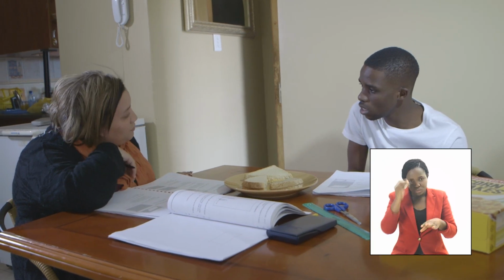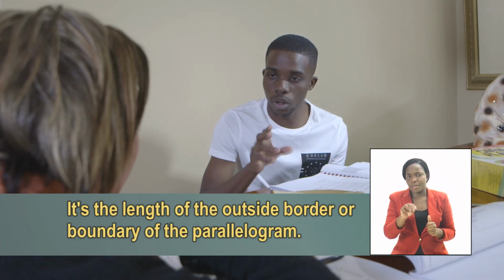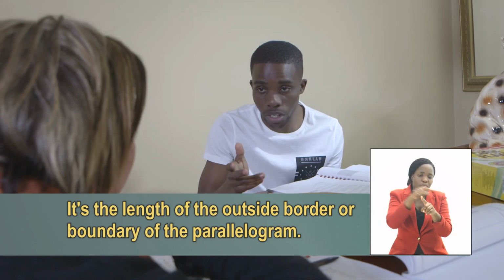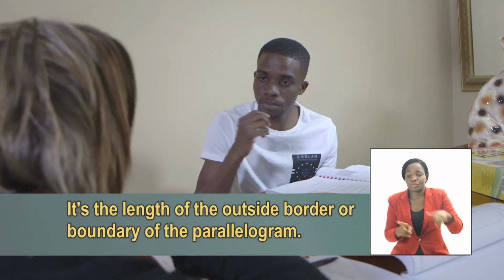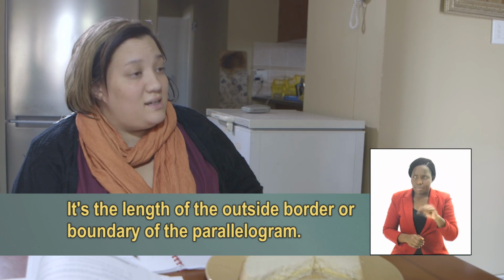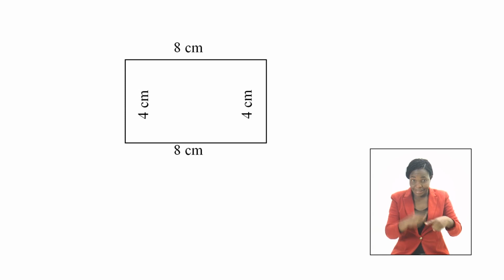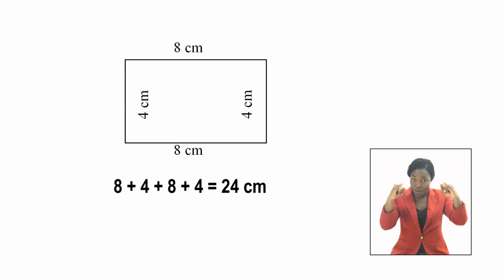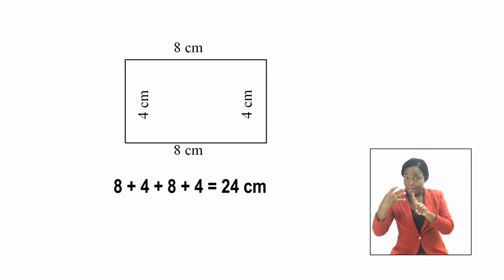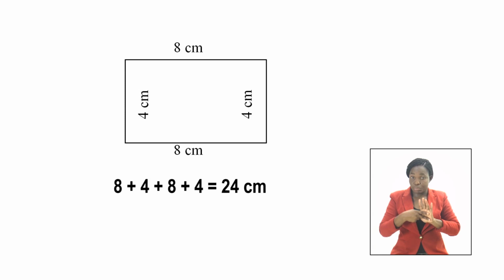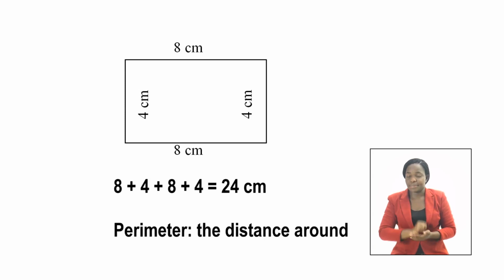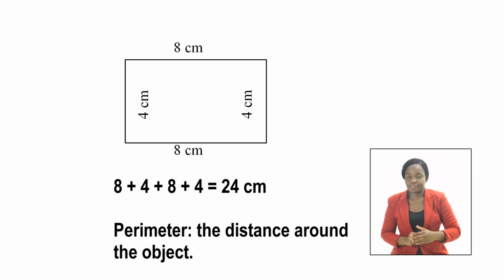What about the perimeter? Well, what is perimeter? It's the length of the outside border or boundary of a parallelogram. Oh yes, this should be quite easy, don't you think? In the first rectangle we drew, the perimeter is 8 plus 4 plus 8 plus 4, which gives us an outline of 24 centimeters. Yes, perimeter is the distance around the figure.